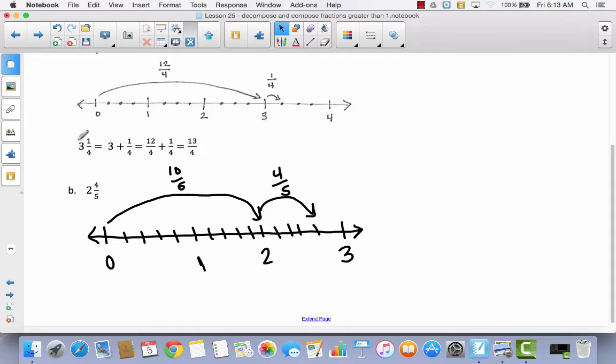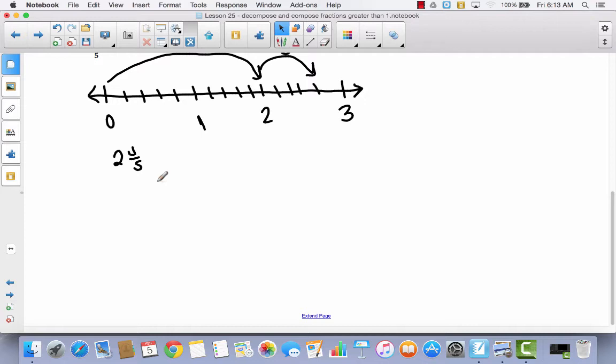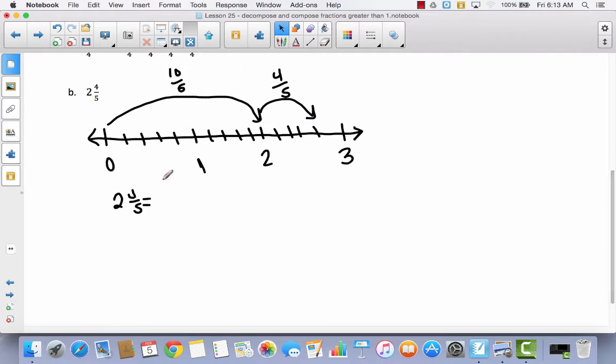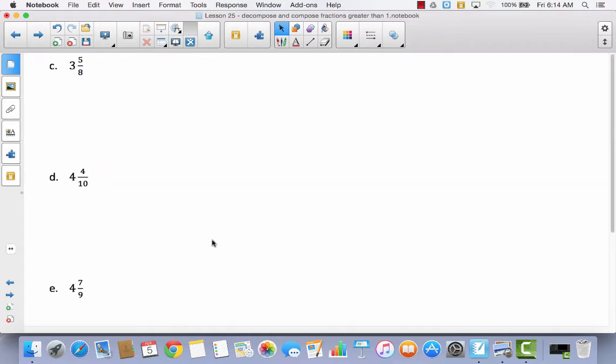So I'm going to cut a little bit out of this number sentence that they used, and I'm going to write mine down here. So we've got 2 and 4/5, and I'm going to say that equals 10/5 plus 4/5 equals 14/5. So you can see I took out the step that they had, 2 plus 4/5 equals 10/5 plus 4/5. I don't think we need to put that step in there. All right, so let's try C.